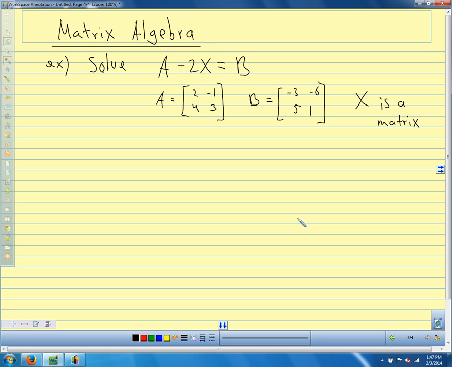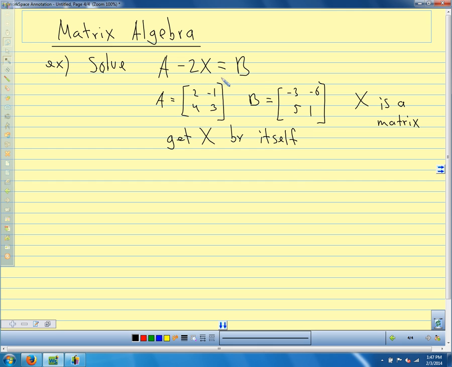So if we were just talking about real numbers and just a regular variable X, how would we solve this equation? What would be our goal when we talk about solving these kinds of equations? What's that? Get X by itself. We want to get X by itself. That's the same thing that we want to do here. Get the matrix X by itself on one side of the equation.